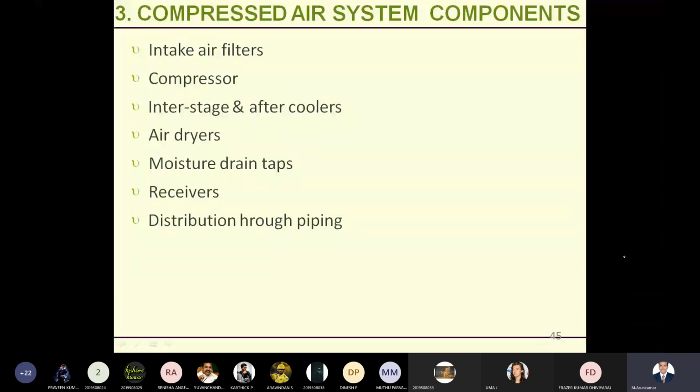Right. So we have to look at the components of the compressed air system. We have intake air filters, then a compressor, then interstage coolers and aftercoolers, then air dryers, moisture drain traps, then receivers, and then distribution through piping. There is a piece missing, so we need piping, right? We need to distribute the compressed air through piping. These are the components of the compressed air system.